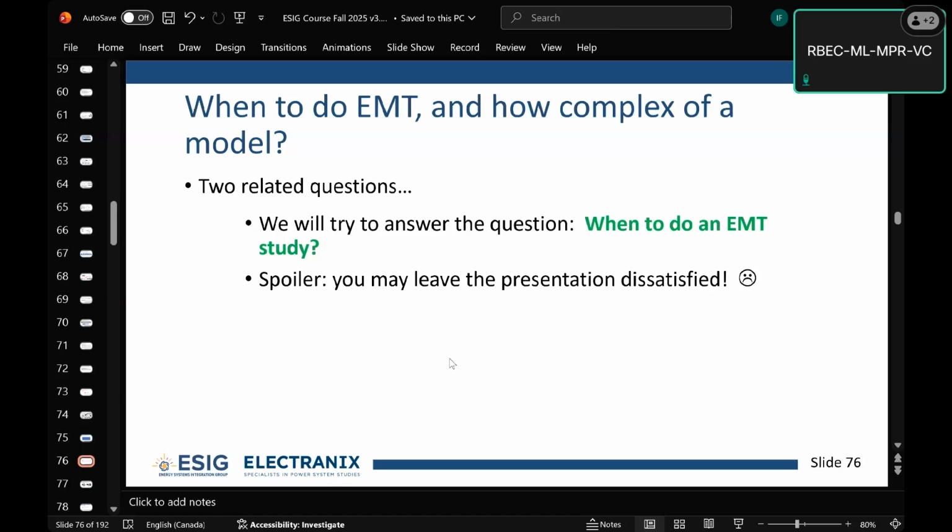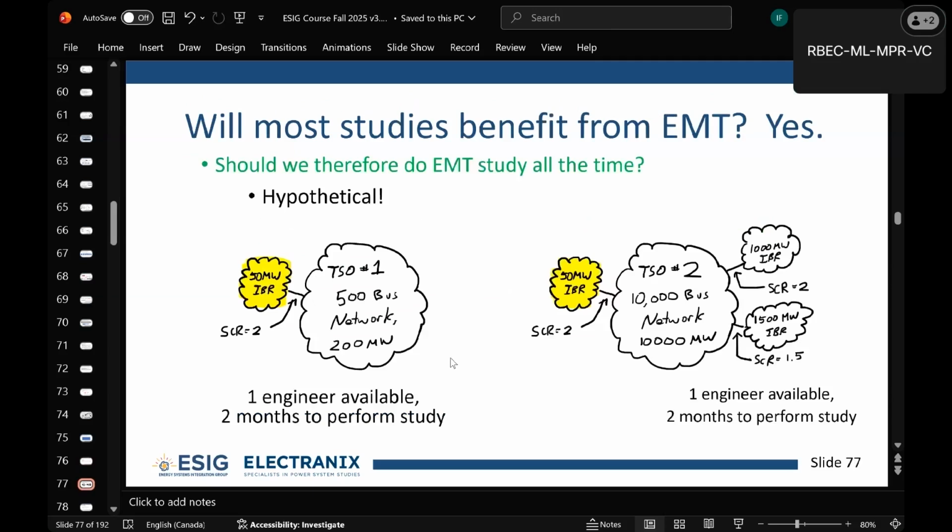Yes. EMT is very detailed. It will give you insight into your plant and into your system that you wouldn't get any other way. And so most studies or most interconnections, for example, will benefit from it. But that doesn't mean we should always do it, right? So here's your hypothetical. I've got two systems. The first one has a 50 megawatt IBR with a short circuit ratio of 2 at that location. And then it's connecting into TSO number 1, which has a 500 bus network and a 200 megawatt peak load. Okay, so an island system. They have one engineer and 2 months to finish a study.